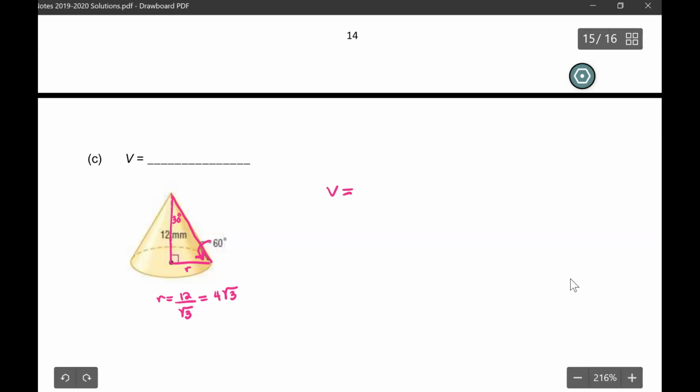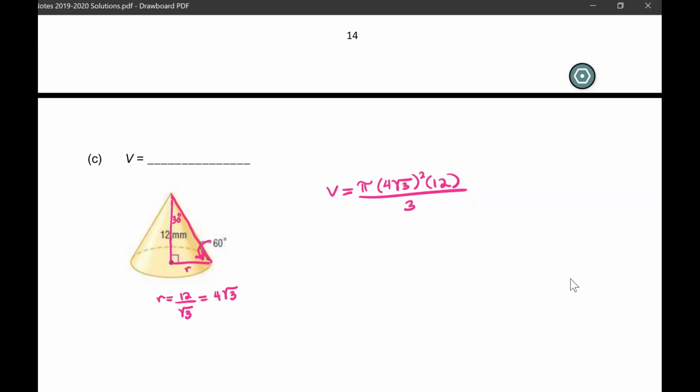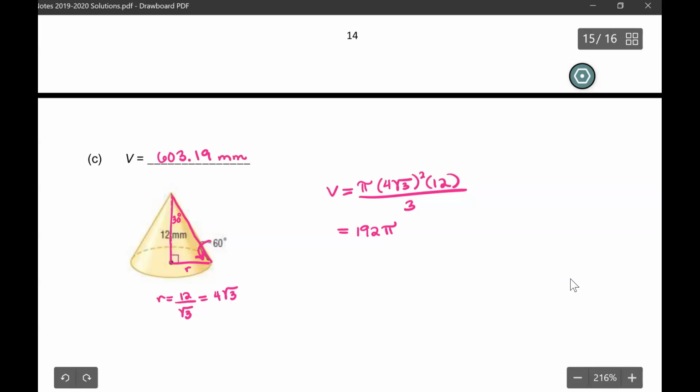Now when we do the volume, we're going to have pi times 4 root 3 squared times the height, which is 12, and then that's all divided by 3. If we wanted to write this in exact form, it would be 192 pi. And since we're rounding to the 100th place, we get 603.19 cubic millimeters.